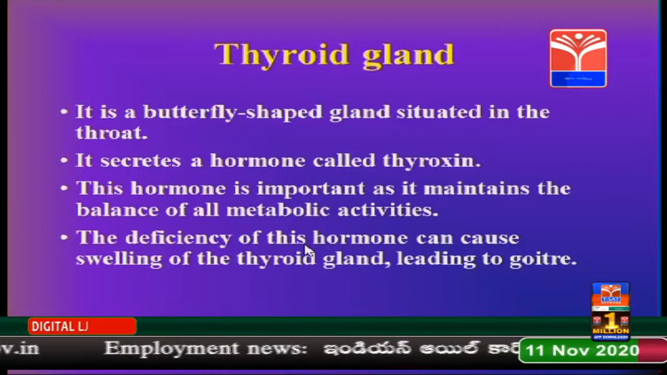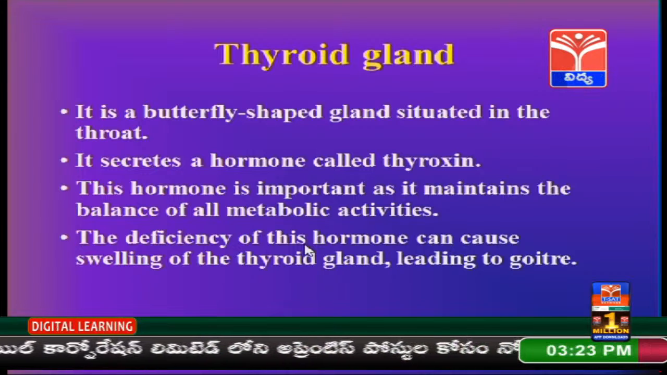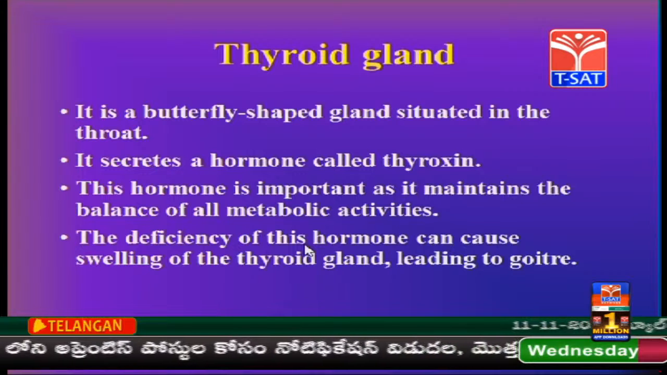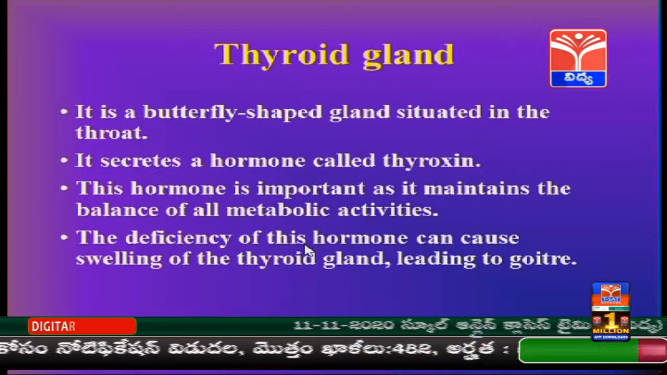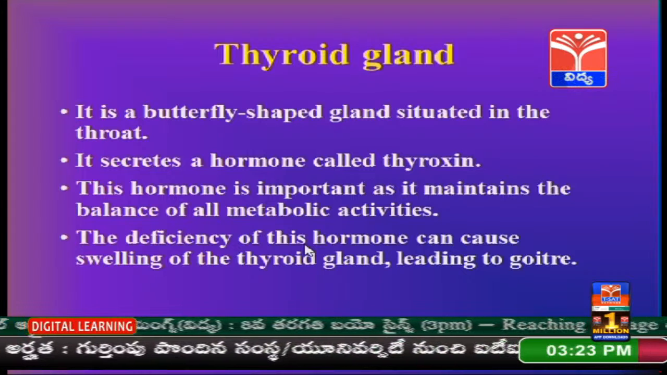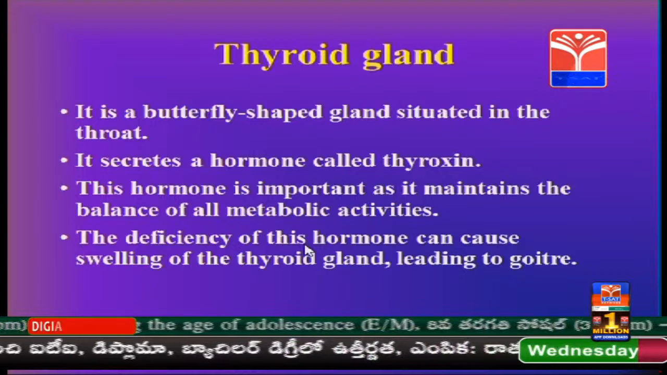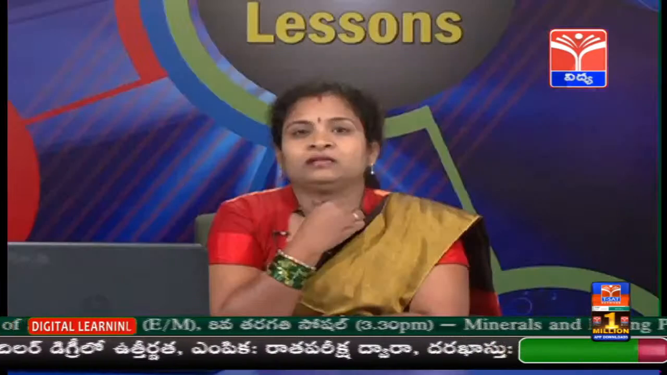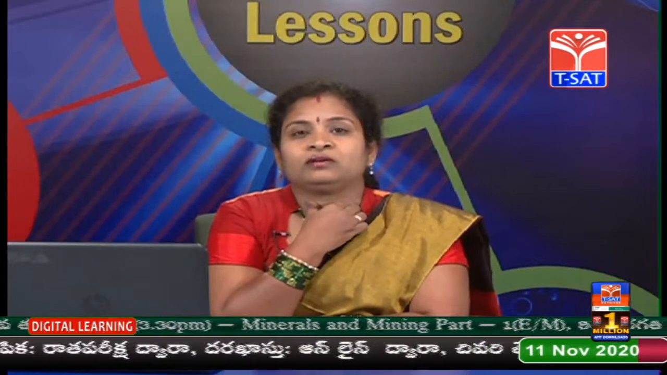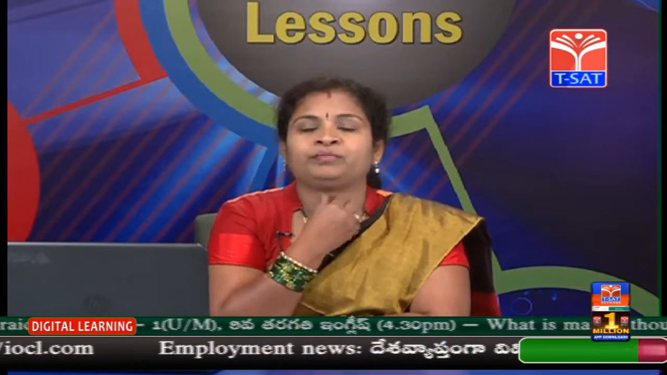Children, if the thyroid is not working properly, then the secretion of thyroxine will not take place properly. It leads to the deficiency of this hormone, which will lead to the swelling of the thyroid gland, and it produces a goiter, simple goiter. That means, children, here in the throat, it has the thyroid gland. So, if your thyroid gland is not functioning properly, there is a swelling, and this leads to simple goiter. You might have seen it in some people.